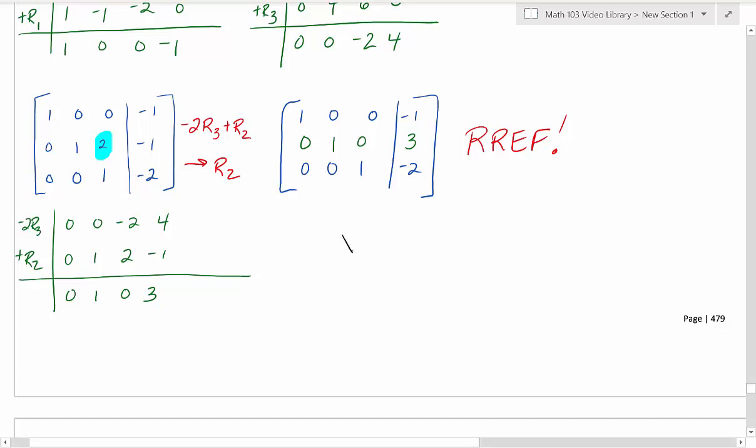Our first equation, x equals negative 1. Second equation, y equals 3. Last equation, z equals negative 2. Remember to always write your solution as an ordered triple. Our solution is negative 1, 3, negative 2.